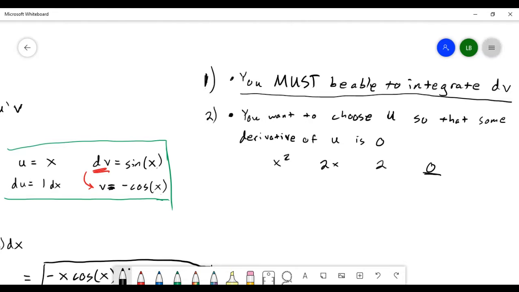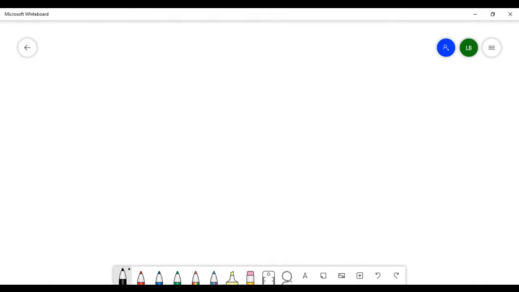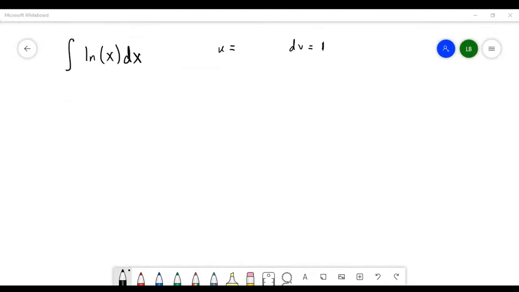All right, let's see. I'll go ahead and give you guys a practice problem. Let's say you had the integral of natural log of x dx. And I'll go ahead and give you guys that is, you want dv to be equal to 1. So I guess we'll ask a starting question. What should u be equal to?